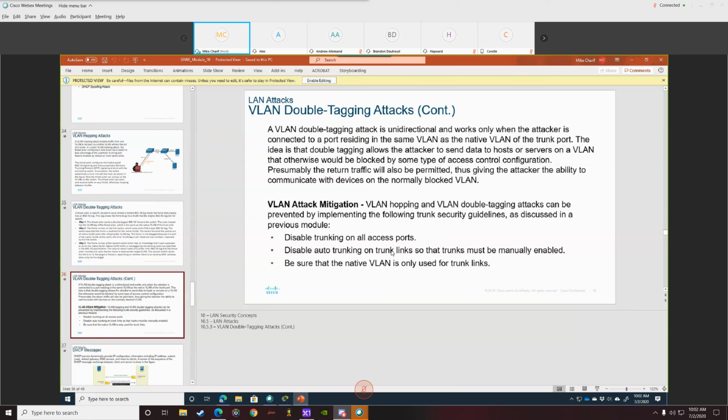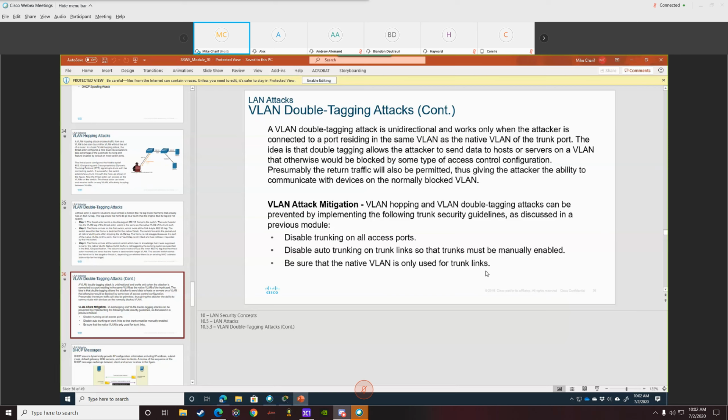So if it's auto and somebody on the other side is a trunk, they make that auto port a trunk. To take care of that, you need to do it manually. That's what I say: disable auto trunking. Another thing, be sure that the native VLAN is only used for trunk links. What's the native VLAN? By default it is VLAN 1. So the first thing you need to do is change it. Don't keep it as VLAN 1.